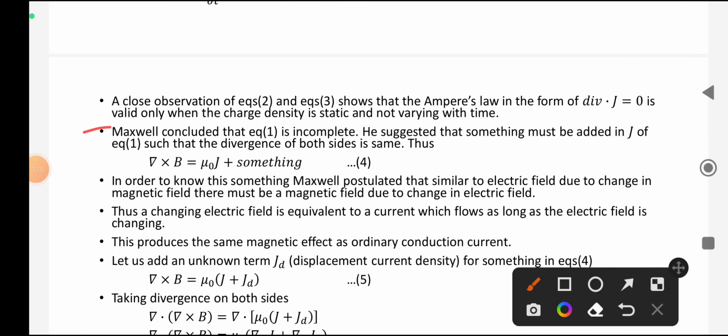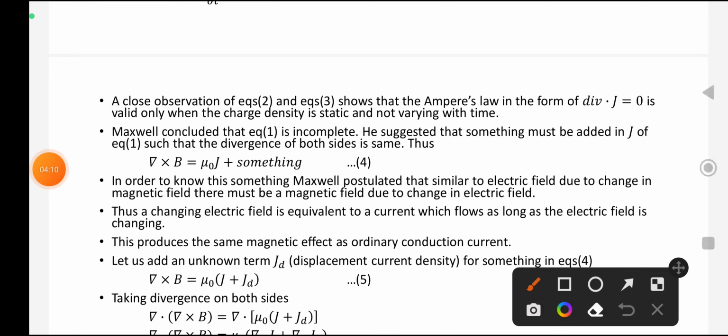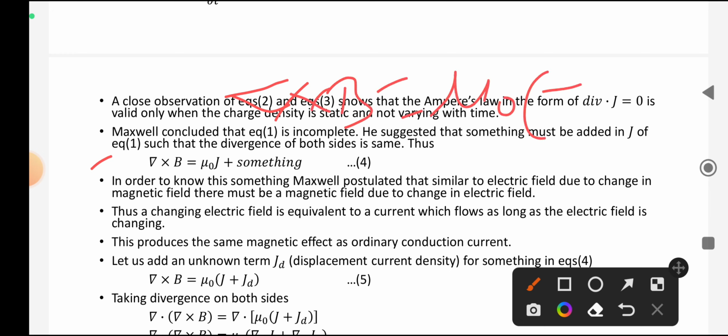Maxwell concluded that equation 1 is incomplete. So equation 1, which is del cross B equals mu naught into J, is not complete. He suggested that something must be added to J of equation 1. So first, del cross B equals mu naught into J. In the place of J, something has to be added. So let me write that as something.